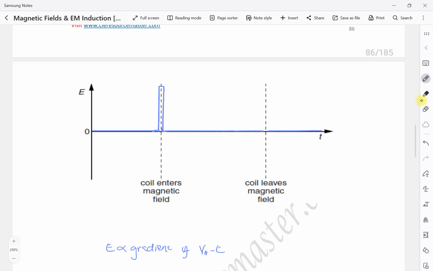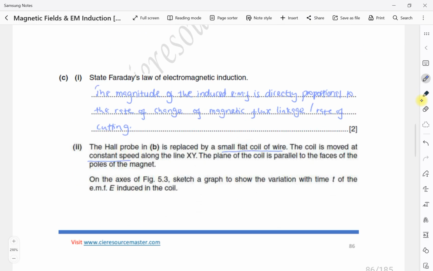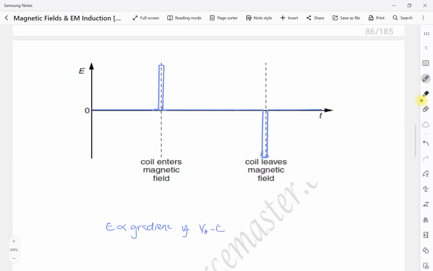The same thing happening here. Okay, so it's something like that. The EMF jumps to a constant high value, but in a very short period of time because the gradients are very steep here at entrance and exit. So this is the graph of the induced EMF against time.